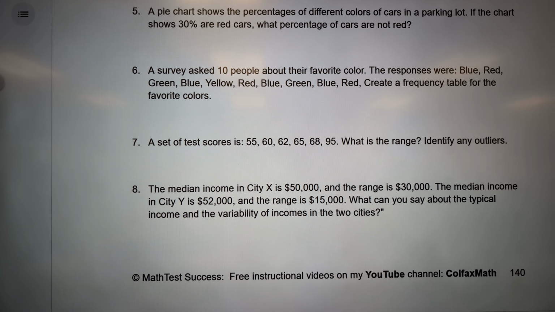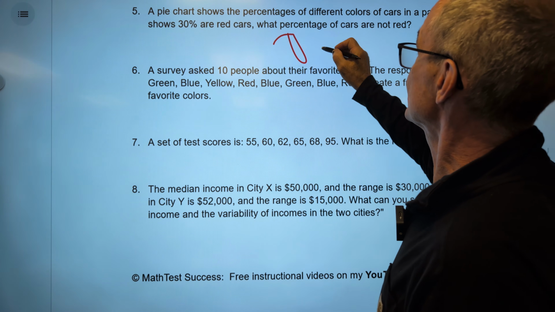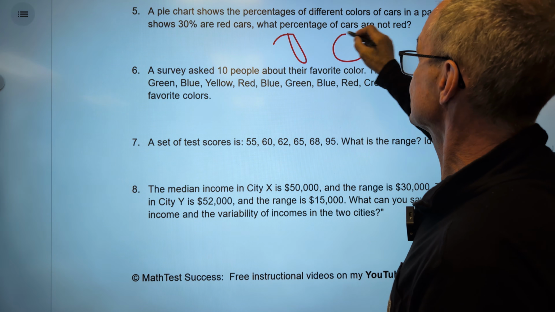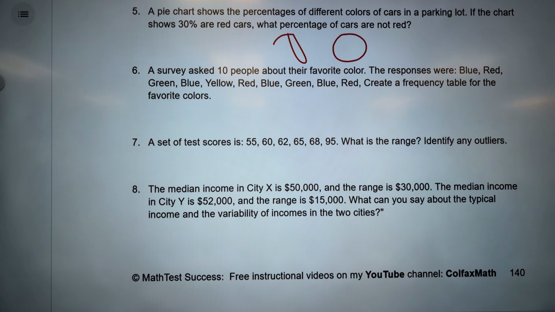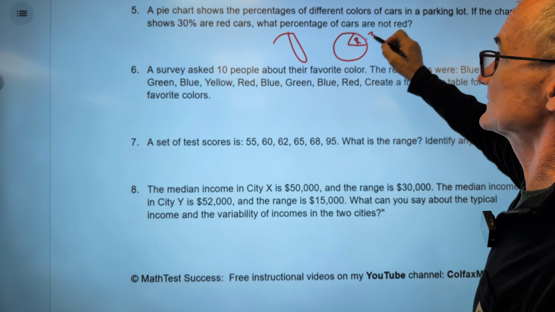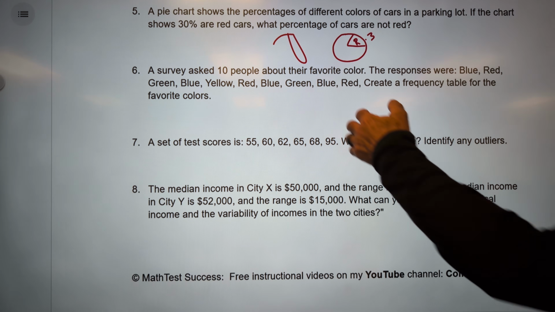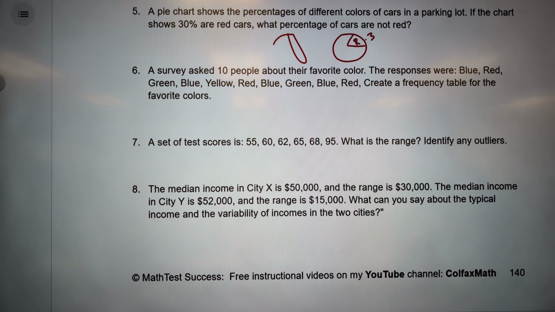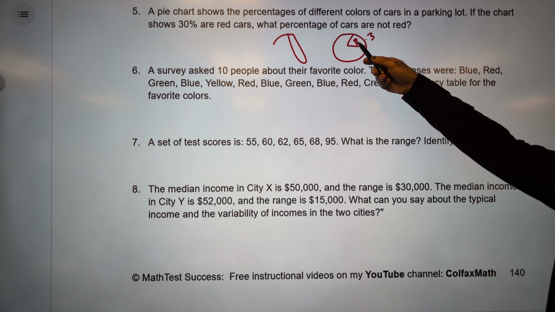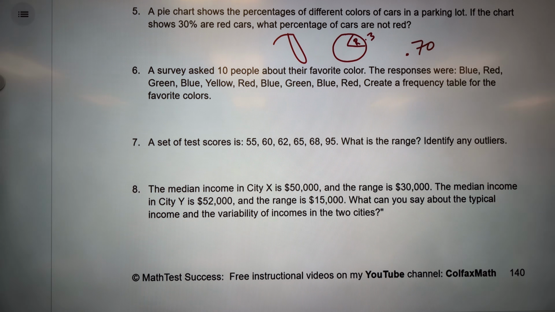Okay, number 5, a pie chart shows a percentage of different colors of cars in a parking lot. If the chart shows 30% are red, what percent of the cars are not red? So this is just saying if you know this thing adds up to 1. So if 30% are red, 70% or 0.7 are not red.